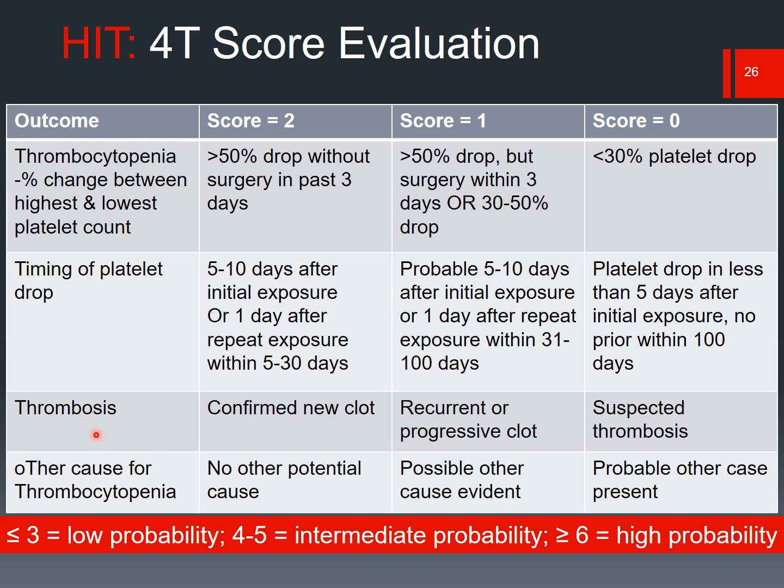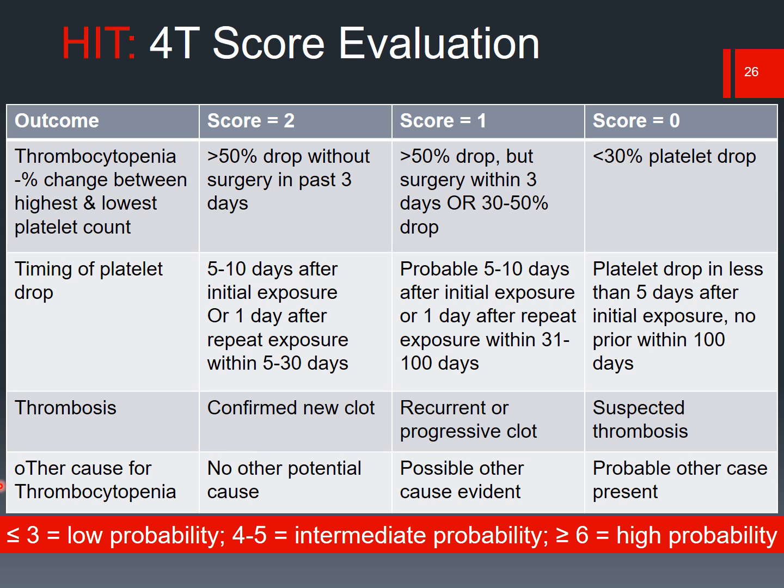The third T is thrombosis. So we have an increased risk for clots. They are hypercoagulable with the PF4-heparin-immunoglobulin complexes. So we get either expansion of the existing clot or a new clot, or even suspected thrombosis would raise concern.